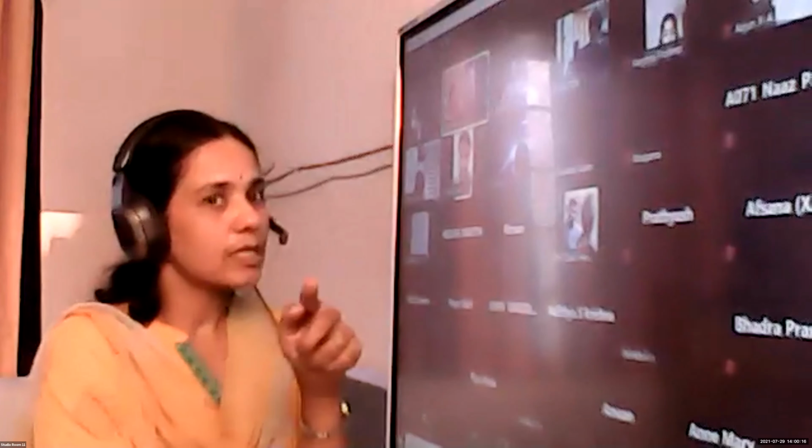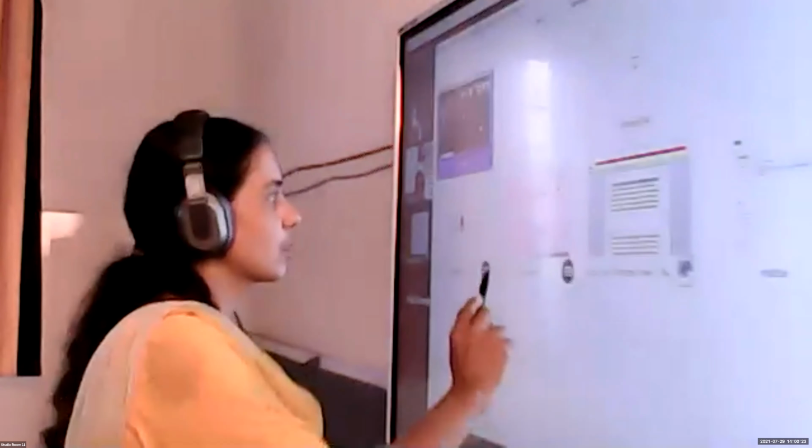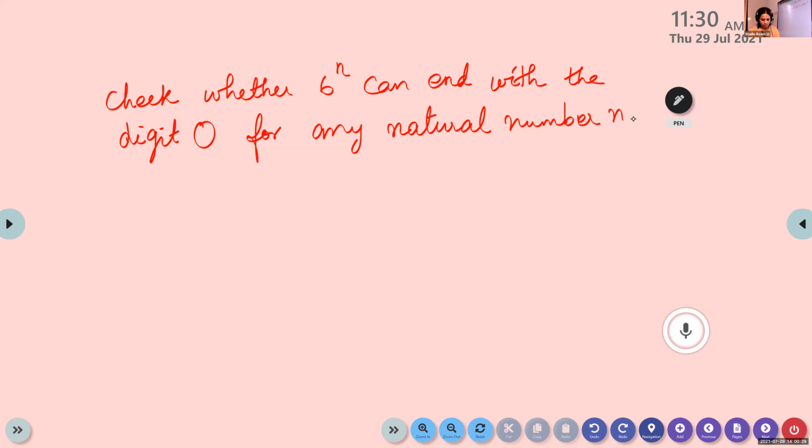Okay, if a number ends with 0, then it is divisible by 10. 10 means it is 2 and 5. Okay, so now look at this question. You have to check whether 6 raised to n can end with the digit 0 for any natural number.